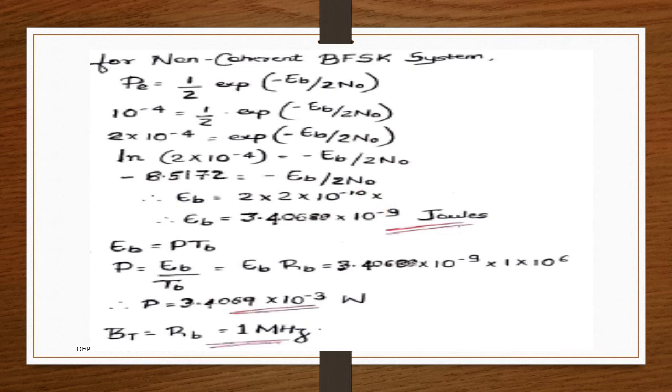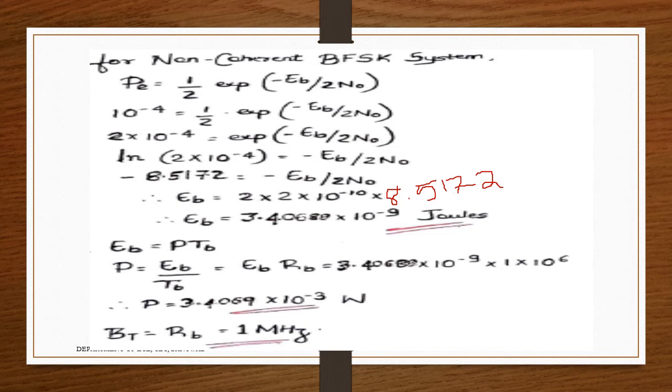2 into 10 to the power of minus 10, and then 8.5172, that was missed here. Okay, so when you multiply this, EB is equal to 3.40688 into 10 to the power of minus 9 joules.